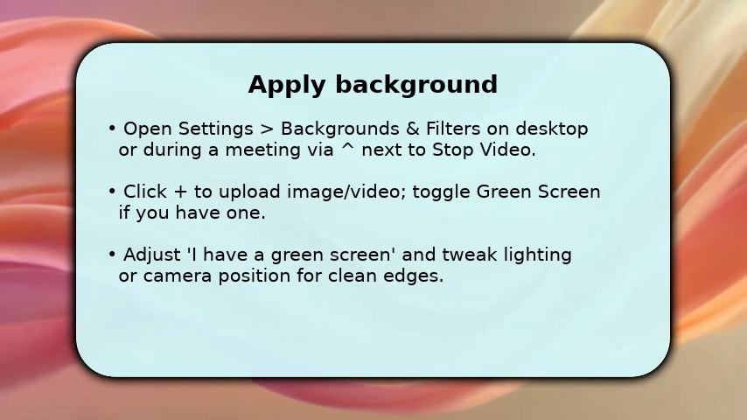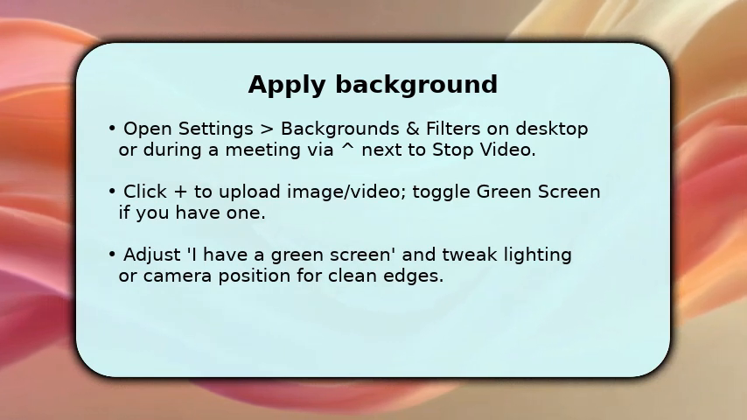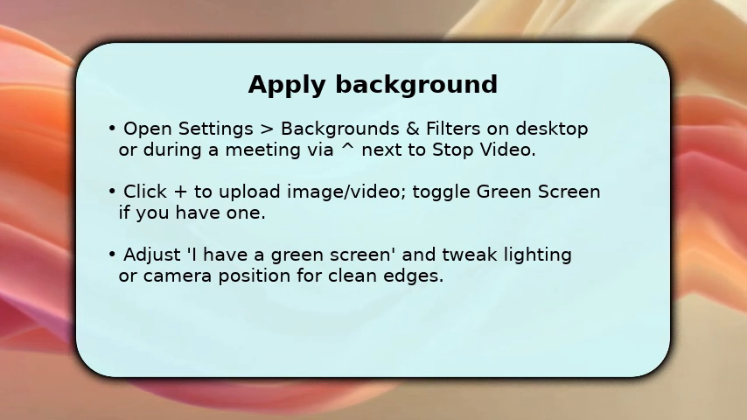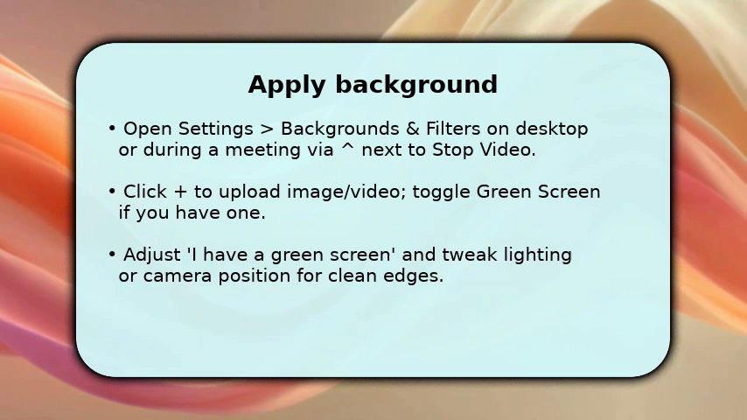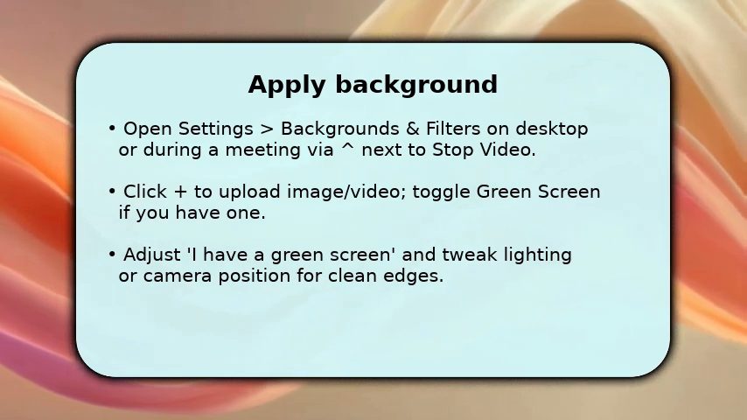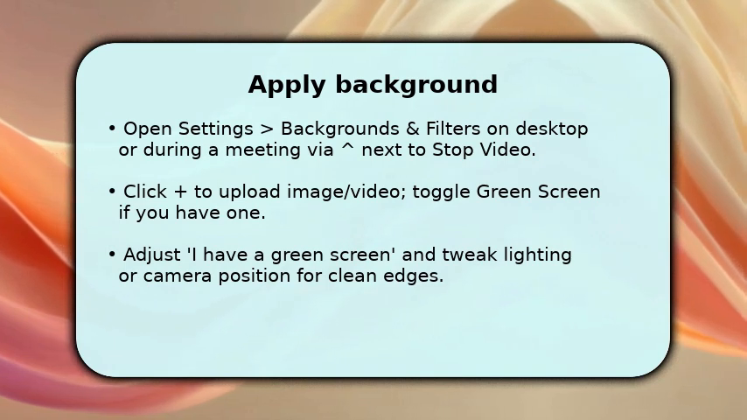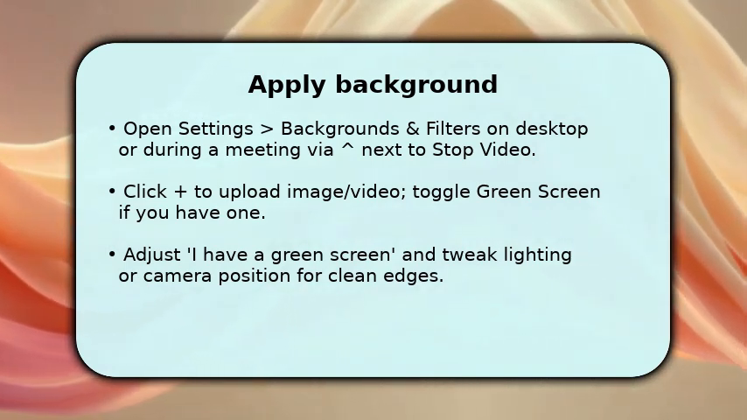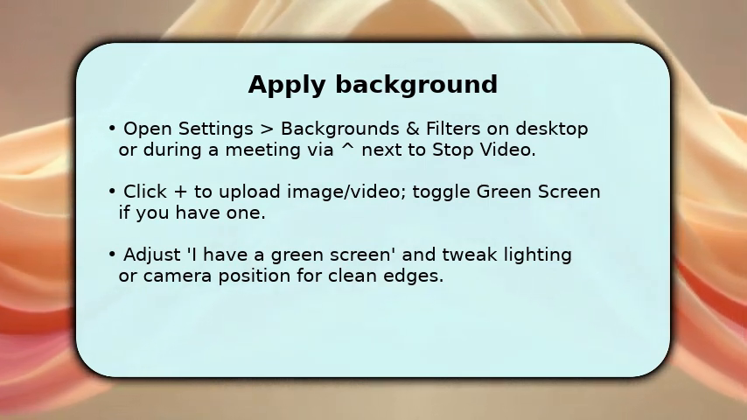Now apply the background. In Settings, go to Backgrounds and Filters, or during a meeting, click the caret next to Stop Video and select Virtual Background. Click the plus icon to upload your image or video. Zoom will instantly preview it. If you're using a green screen, enable the green screen toggle and pick the Color Sample tool to refine. Make small lighting and camera adjustments so edges look natural. You'll see improvement immediately as Zoom reprocesses the frame.